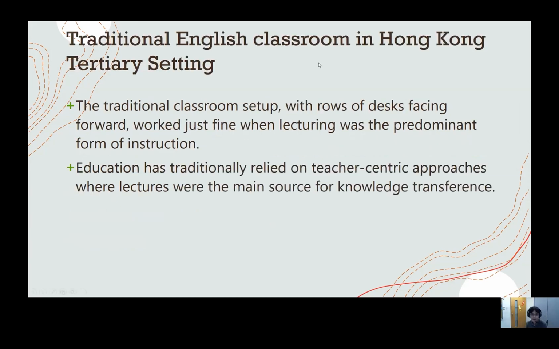When it comes to the traditional English classroom in Hong Kong tertiary setting, to be honest, we'll say it is just like a one-way street. Traditionally, education has relied heavily on teacher-centered approaches, where lectures were the main source of knowledge transference. In the traditional classroom, you can imagine rows of desks placed facing forward, with lecturing as the predominant form of instruction. In other words, if students want more interaction with teachers, it is very difficult, not to mention interaction between students.